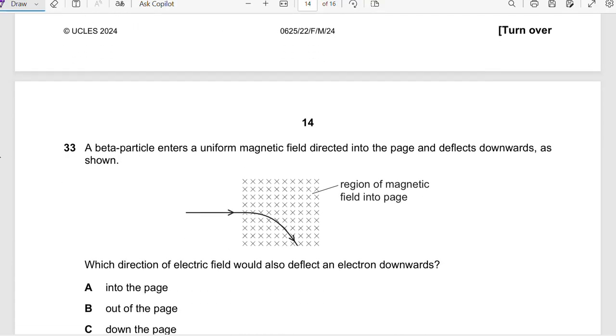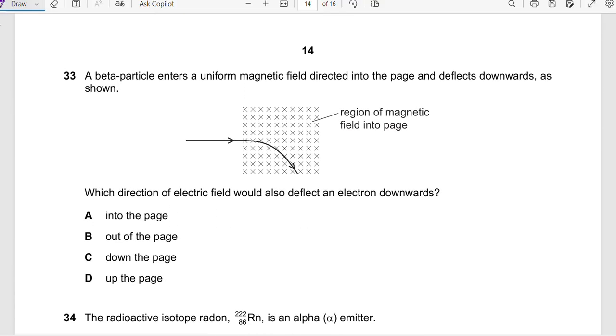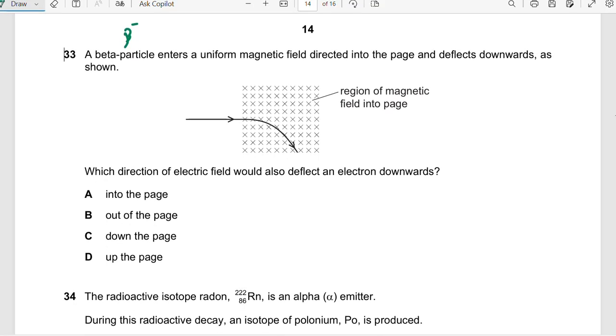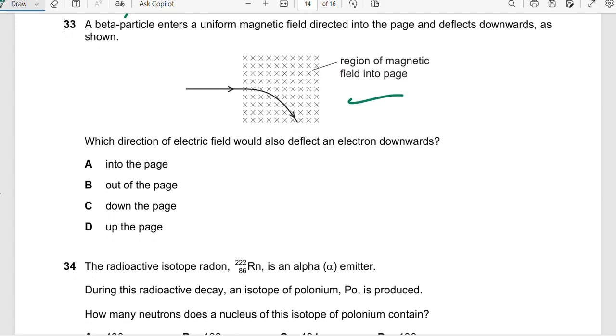Okay, good. Question 33, they say a beta particle, remember this is beta negative, enters a uniform magnetic field directed into the page and is deflected downwards as shown, as we can see here in the diagram. Which direction of electric field will also deflect an electron downwards?